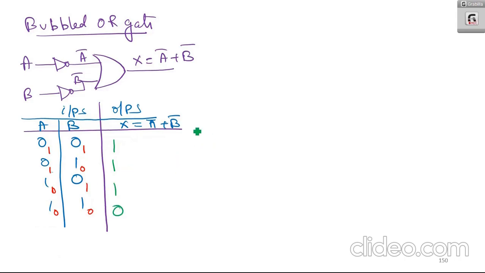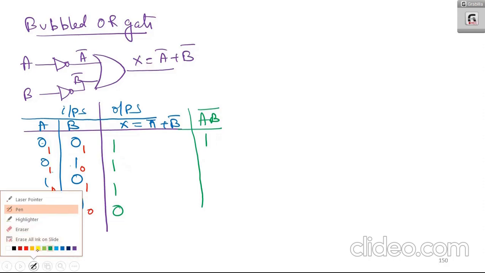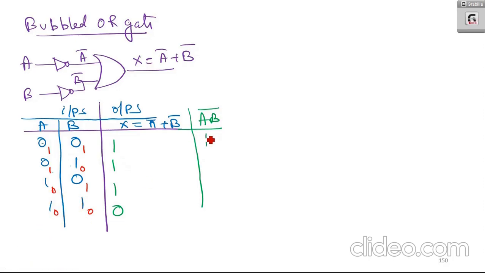Now I will write one more column. That is AB, the whole bar. Okay. What is AB? 0 0 is 0. The whole bar is 1. 0 1 is 0. 0 bar is 1. 1 0 is 0. 0 bar is 1. 1 1 is 1. That bar is 0.